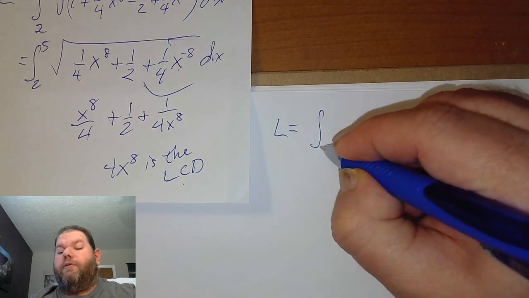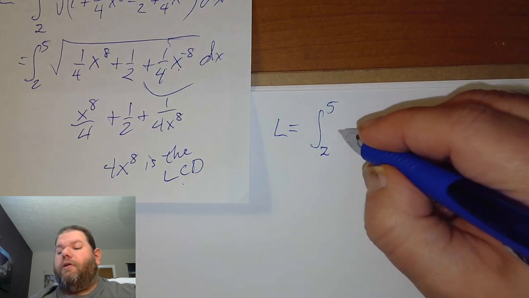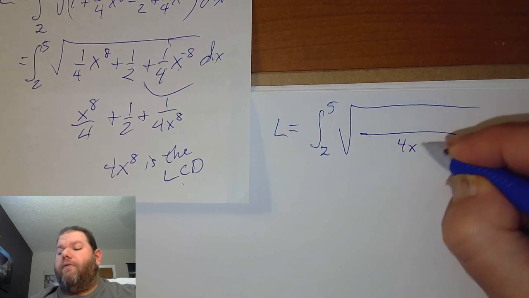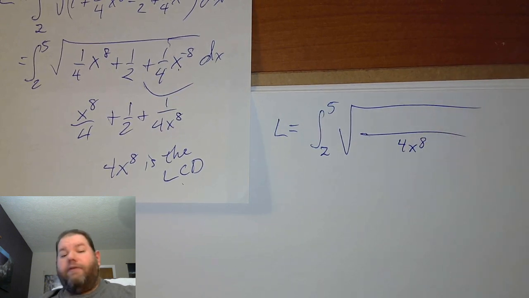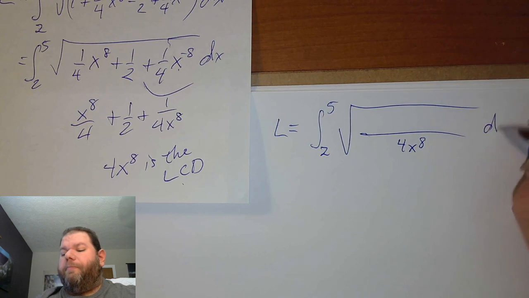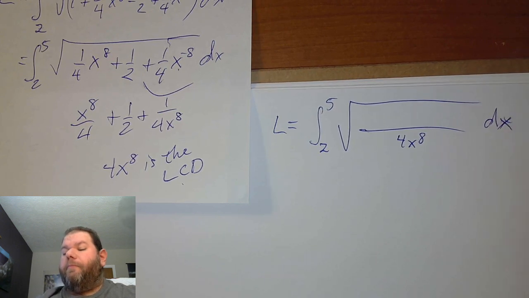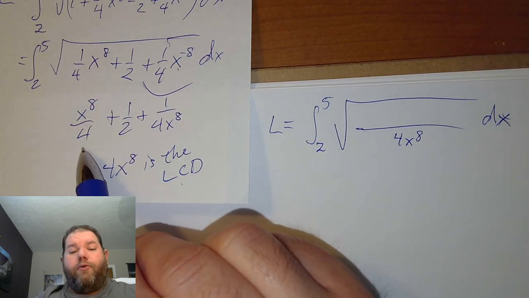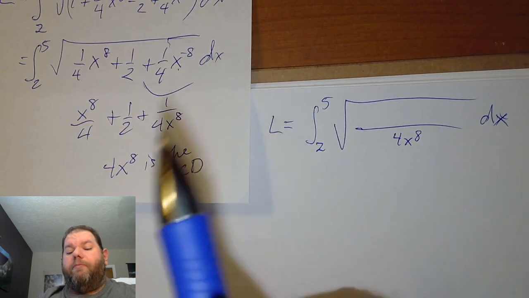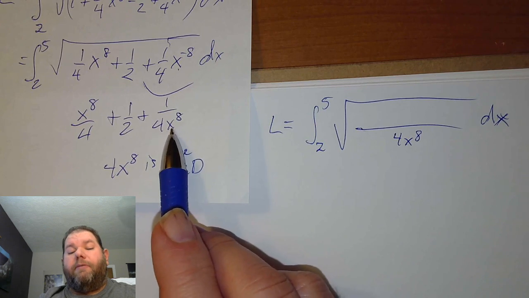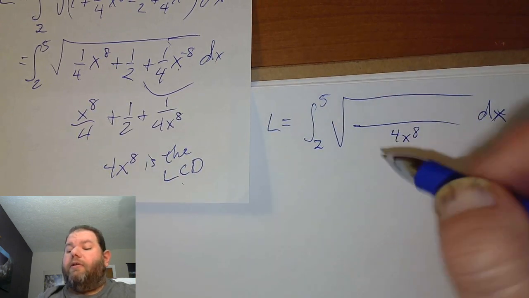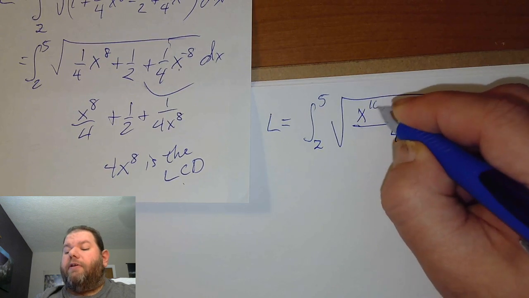Let's see. So from 2 to 5. Now, under our square root, we want all the terms to have 4x to the 8th as the denominator. Okay. Now, this one just has a 4 on the bottom, and so to get the common denominator, we'll have to multiply by x to the 8th over x to the 8th. So that'll make it x to the 16.